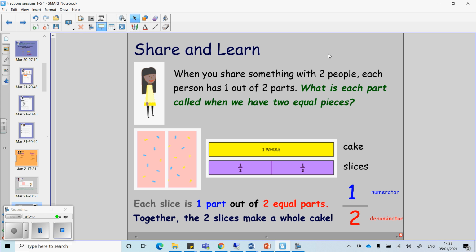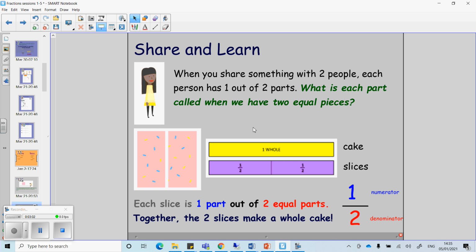Okay, so when we share something with two people, each person has one out of two parts. So maybe if you did a bit of folding, maybe your fold lines looked like the picture underneath Hannah over here. What is each part called when we have two equal pieces?